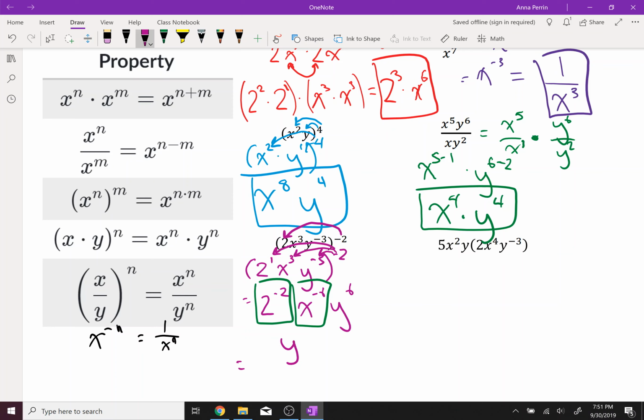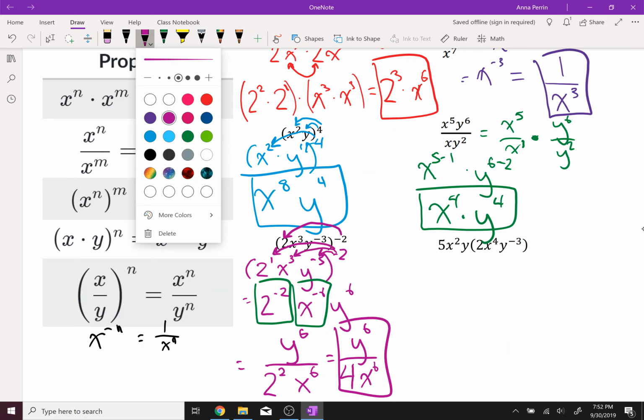So my y to the 6 is going to stay in my numerator, while my 2's and my x's are going to move to the denominator. When they move to the denominator, their exponents become positive. So this expression is best written like this, or if I wanted to evaluate the 2 squared, I could rewrite it as y to the 6th over 4 x to the 6th.